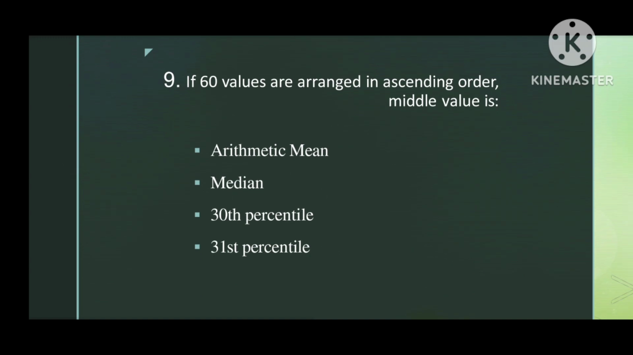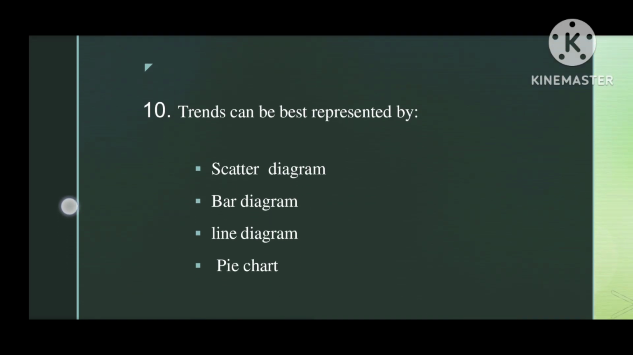Now moving on to the 9th question, if 60 values are arranged in ascending order, the middle value is. Whatever be the number of values, when you arrange it in an ascending or descending order, and if you select the middle value, that value is referred to as median. So the answer is median.